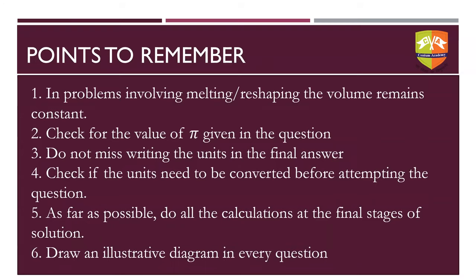So in my opinion, what you should do is solve in terms of variables till the last point. As far as possible, do all the calculations at the final stages of the solution. So keep going, taking R like that till the end. Only when you have reduced everything and it's the final step where you have to calculate, then you deploy values. Even if at the end you mistakenly took the diameter value as the radius, at least the process will save you, right? So keep the calculations for the end, and try to solve using variables.